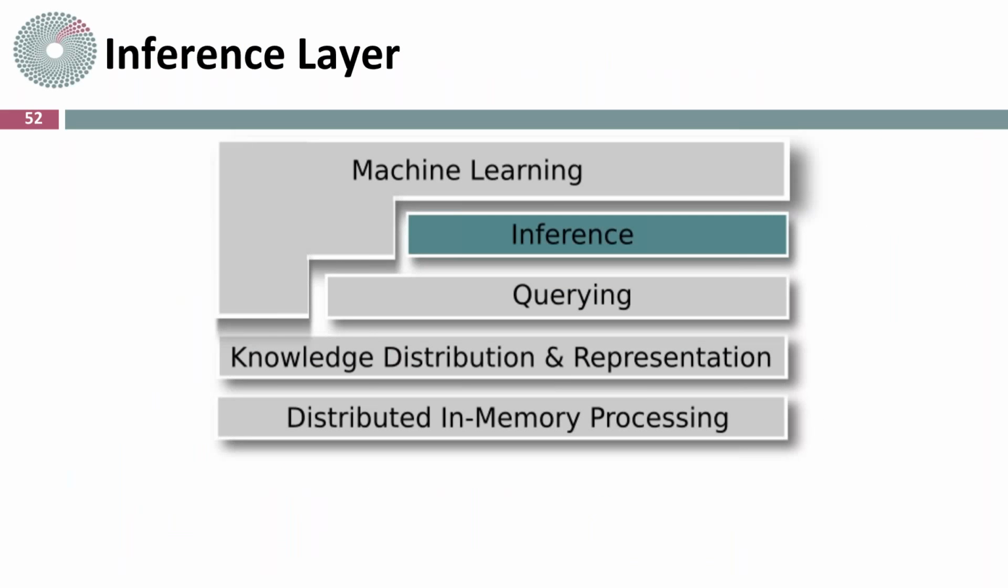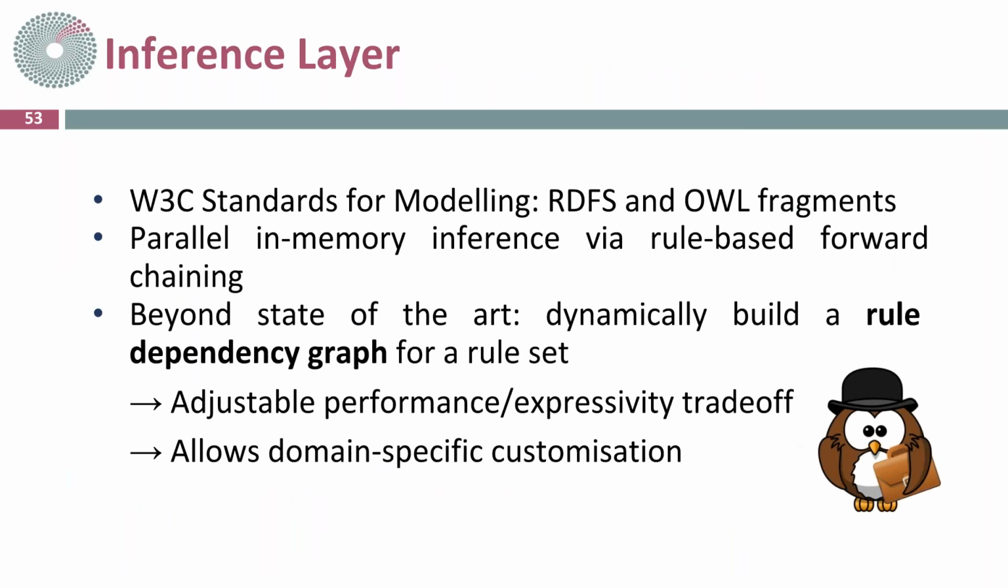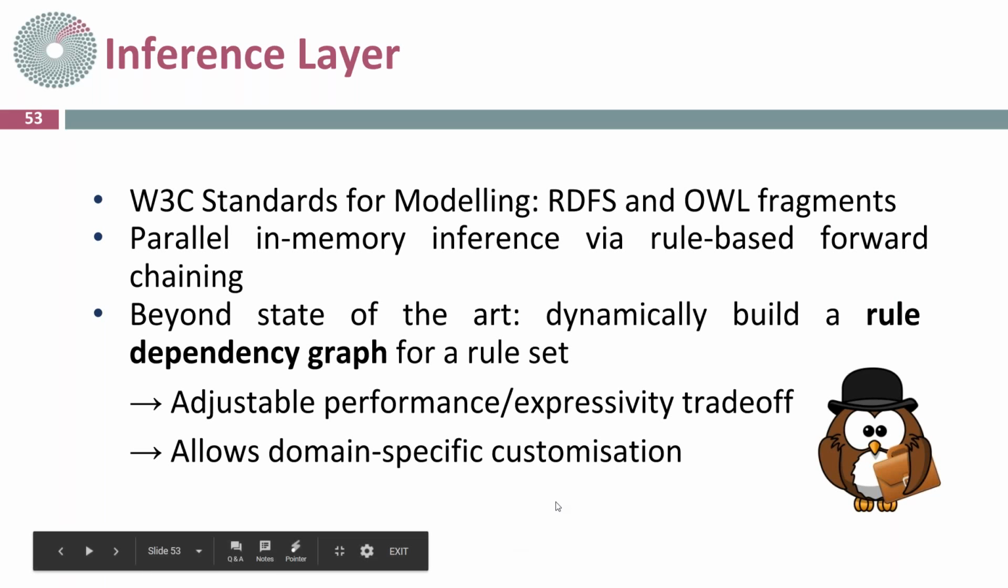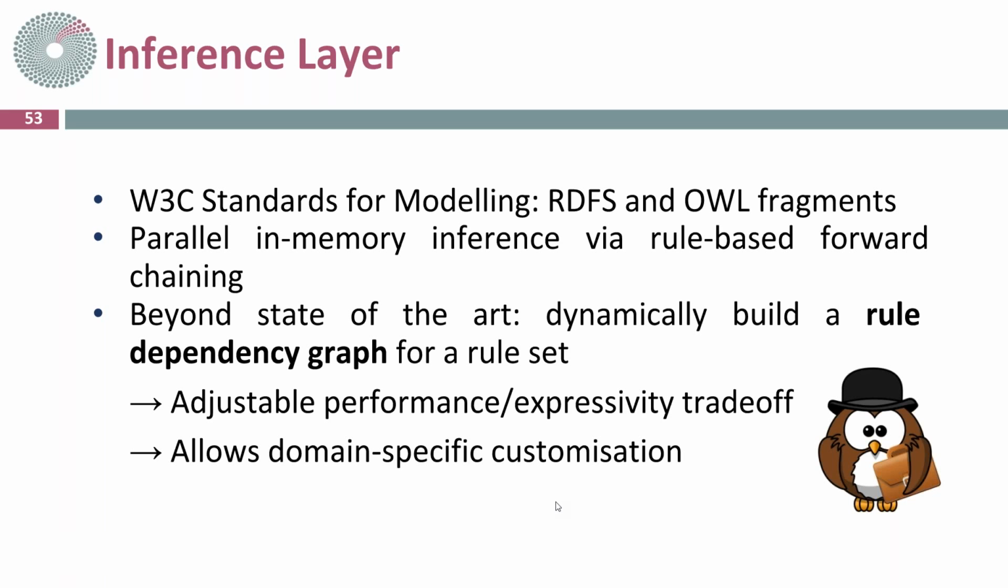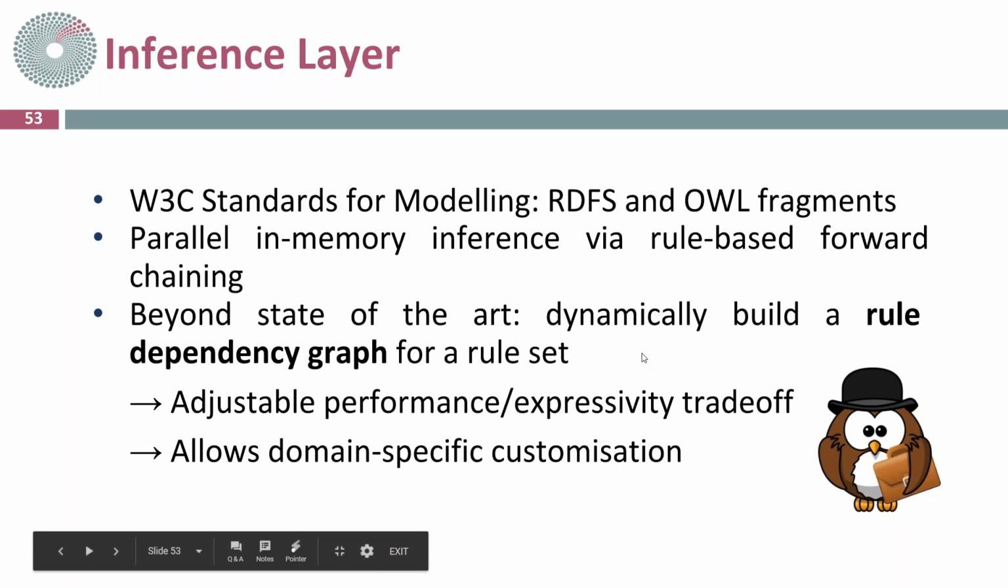Okay, so on top of the query layer, we have the inference layer, which allows us to draw implicit conclusions. For those who are familiar with the area, there are a lot of different modeling languages for ontologies, for instance, RDFS and different fragments of the web ontology language. We support a number of popular fragments, but the main difference in SANSA is that you can also define your own rule set. You can define which kinds of inferences you want to draw, and define your own rules on top of the knowledge graph, which allows you to be more flexible.